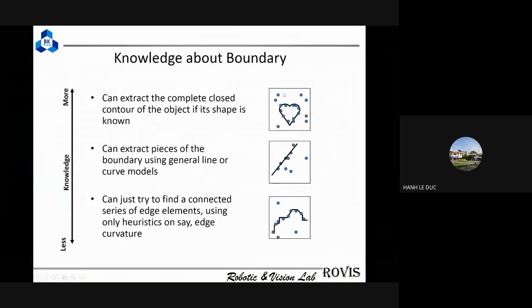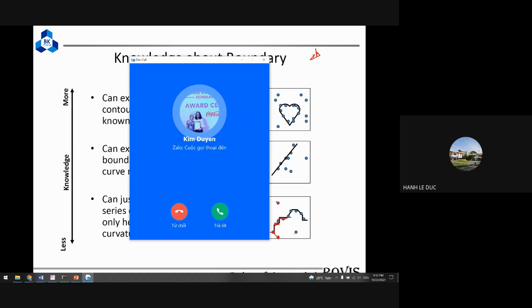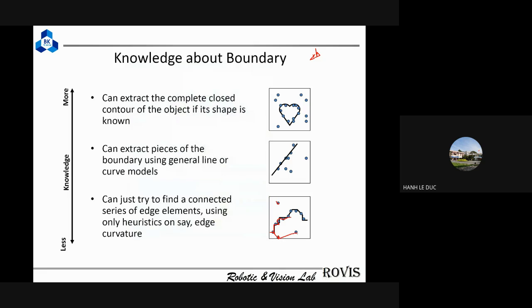Okay, so for example, in the image I give you a matrix of points like this, right? If you want to recognize an object in the image, but you don't have any information about the object you want to recognize, then image processing just connects the points for you, like this.